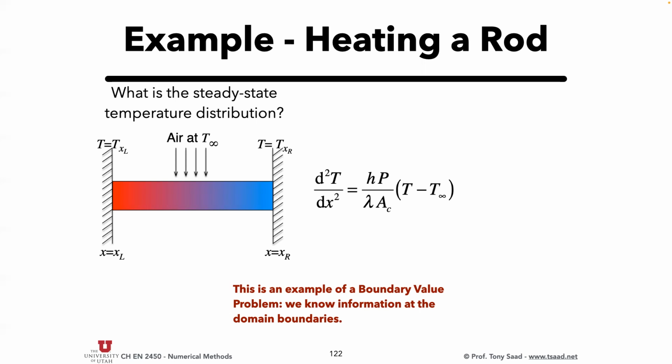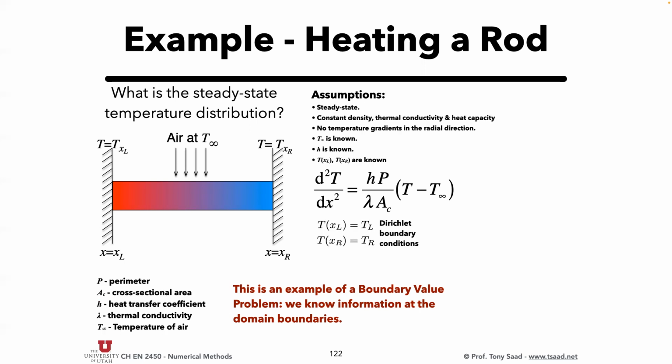And whatever is on the right is a bunch of coefficients that have to do with the properties of the rod. But on the right-hand side, you have the temperature itself that you're solving for, and T infinity, which is the temperature of the air that's blowing on the rod. So depending on T infinity, you might be cooling the rod or heating the rod, okay? And these are the properties for HP over lambda AC. We're going to call all of this capital H in the next slide, so don't worry about that.